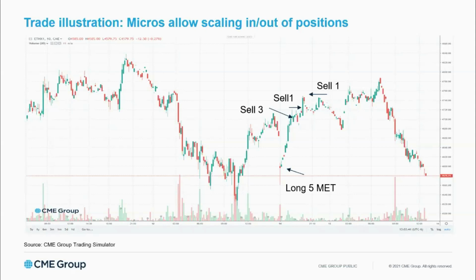You can do the same scaling into a position. If you see price appreciate or depreciate, say this trader's flat at 47, price starts to depreciate down to 46, 46.80. They could put on a contract at 46.80, another at 46.50, another at 46.00 even. So scaling is something that we're seeing traders use our micros for.